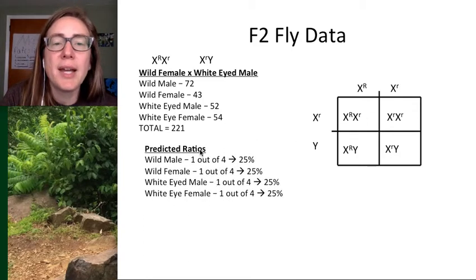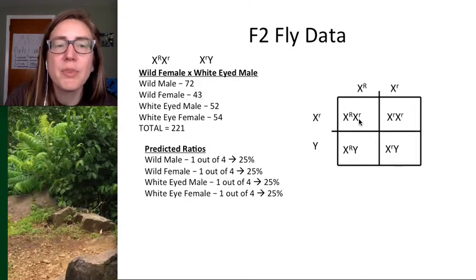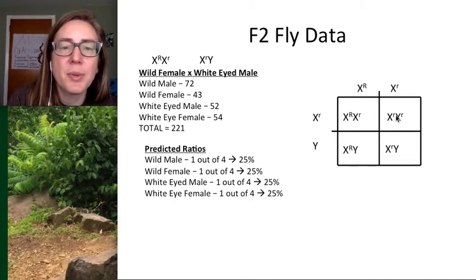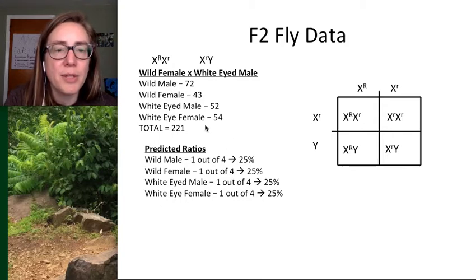So I would predict that for wild male, which is here, there is 1 out of 4 boxes, or 25%. For wild female, this is here, there is 1 out of 4 boxes, so 25%. White-eyed male here, 1 out of 4 boxes, 25%. And white-eyed female, 1 out of 4 boxes, or 25%. So this is what I'm going to include in my interpretation of results for that first cross.